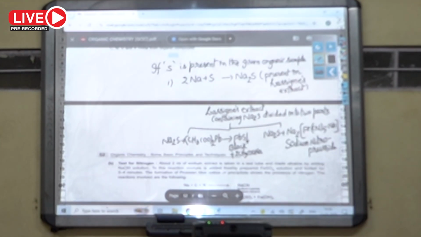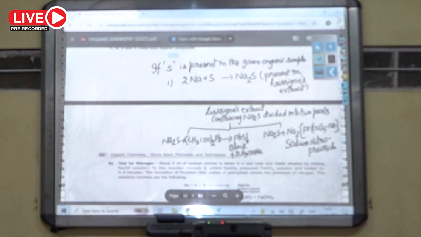Sodium nitroprusside and the brown ring complex, both I discussed in coordination compounds. Under what heading? We discussed both there, because the NO group present in the complex is not a neutral molecule. It is the nitrosonium ion, NO+. So I just wanted to recollect that.